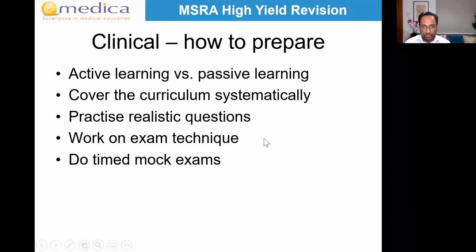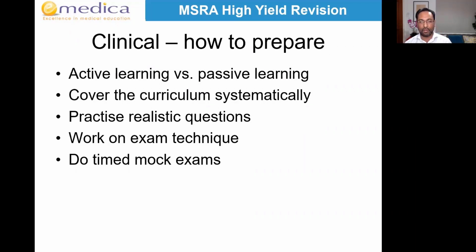Right, so in terms of clinical, how do you prepare effectively? You want to do a mixture of reading and practicing questions, okay? So passive learning is reading, as an example. If you read, then make your own concise notes. You make that reading more active.